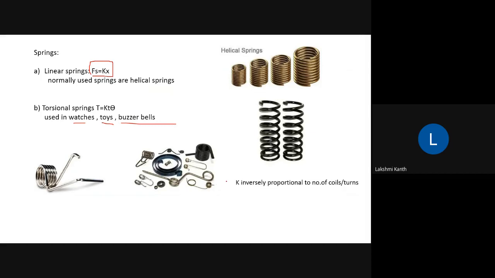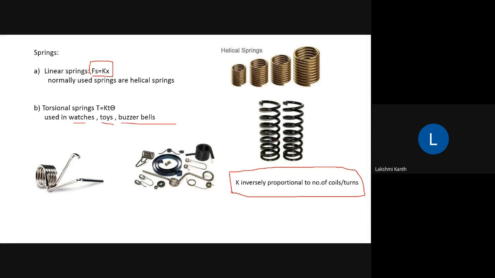And here one interesting point. Students, please make note of this. The spring rate, the spring constant, is inversely proportional to the number of coils or the turns. It is one interesting point. Right? In the previous GATE questions, they framed some questions with the help of this statement. The spring rate is inversely proportional to the number of coils or turns. Okay, so this be the number of turns or the number of coils.